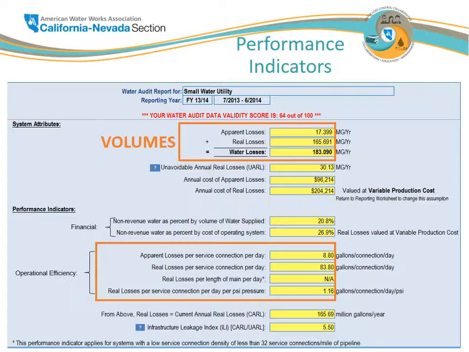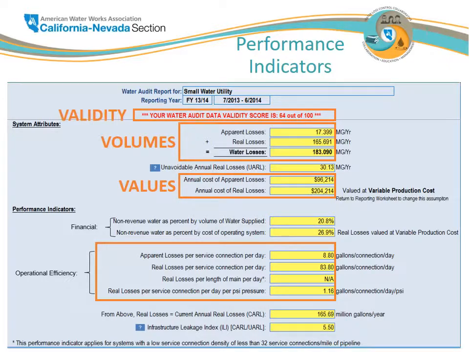The first is just a presentation of total volumes. You've got a total volume of apparent losses and a total volume of real losses. You've also got some normalized volumes presented towards the bottom there. The performance indicators also include a presentation of annual costs. So you've got an annual cost of apparent losses and an annual cost of real losses featured. And lastly, we have a display of that total data validity grade.